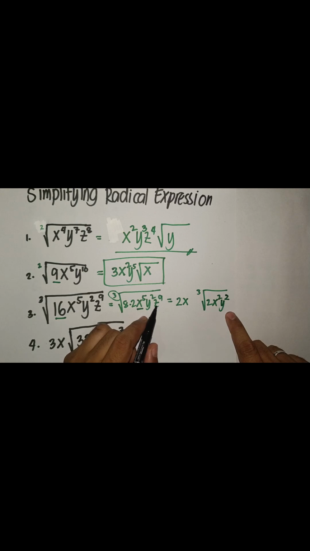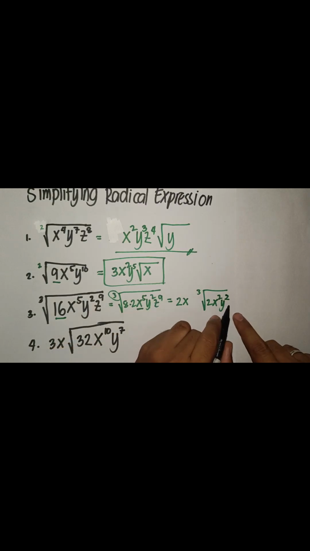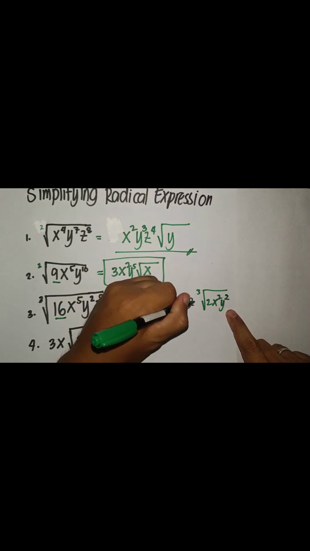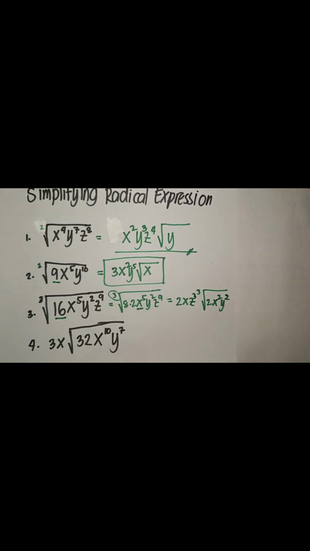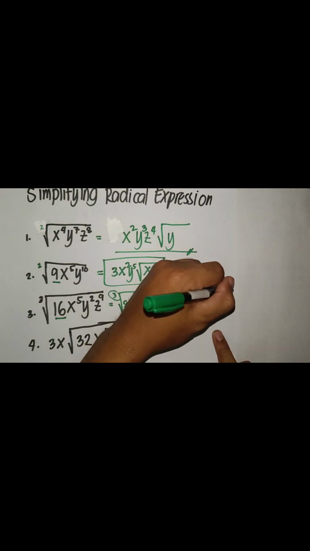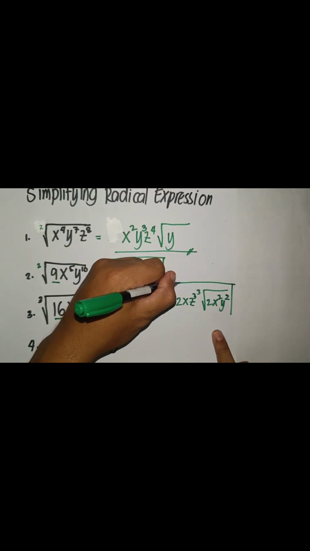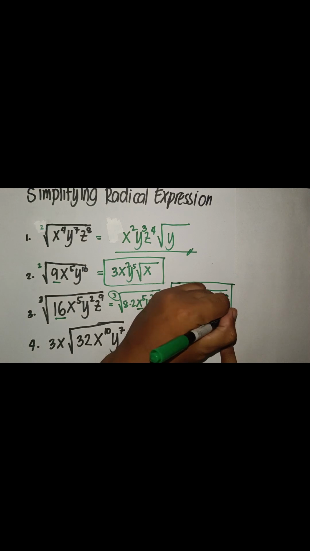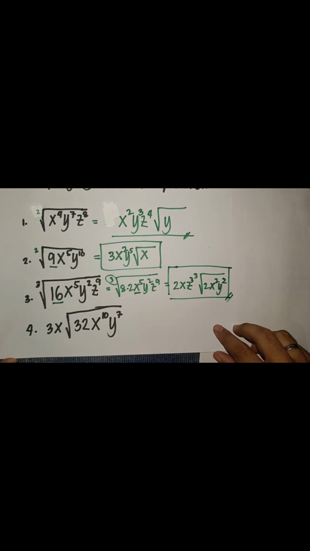Next is z to the exponent of 9. 9 divided by 3 is 3, remainder 0. Meaning to say there is no variable z that will remain. Again, 9 divided by 3 is 3. Therefore, there is z cubed outside the radical symbol. So we are now at our final answer. 2x z cubed, cube root of 2x squared y squared. That's the answer.